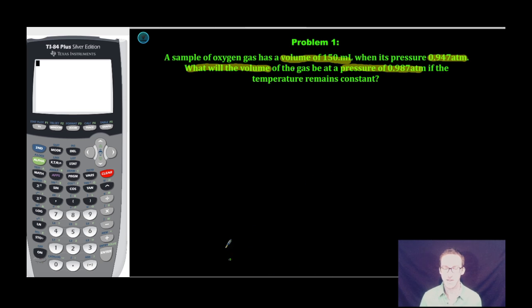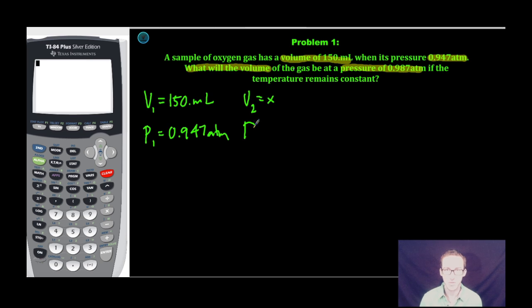So again, I'm just going to make a quick list of what I'm provided with in the problem. My initial volume, or V1, is 150 milliliters. My initial pressure, or P1, is 0.947 atmospheres. I'm looking for a new volume, or V2, at this new pressure, or P2, which is 0.987 atmospheres. Okay, so you'll always have a formula chart in which to pull this information from, but we've got just volume and pressure conditions that we're concerned about.